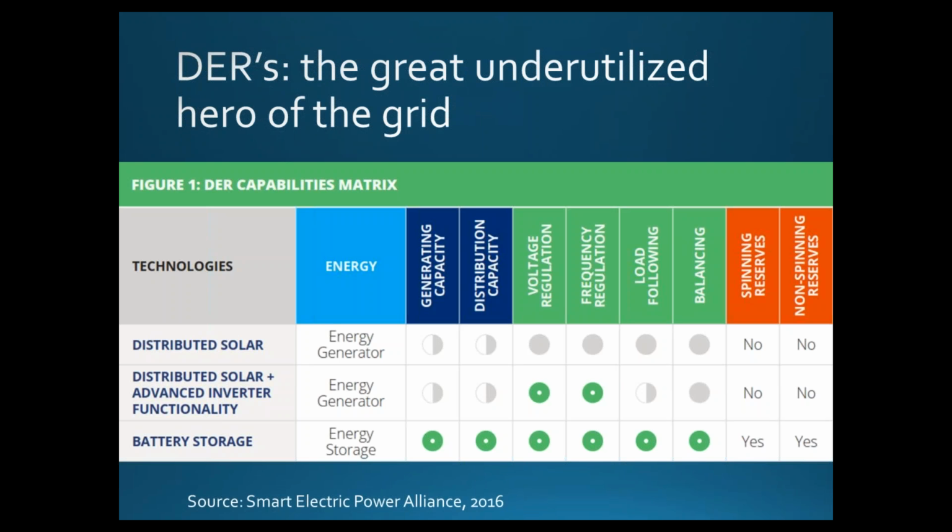This is a great diagram that was put together by our friends at SEPA. Thanks, SEPA. At the end of the day, DERs are a hugely, vastly underutilized resource on the grid. They can provide so much more than they are right now. Effectively, you have a series of grid supporting resources beyond energy: ancillary services, voltage support, et cetera. Right now, the way that we compensate DERs doesn't take advantage of any of that. In fact, next slide, please.